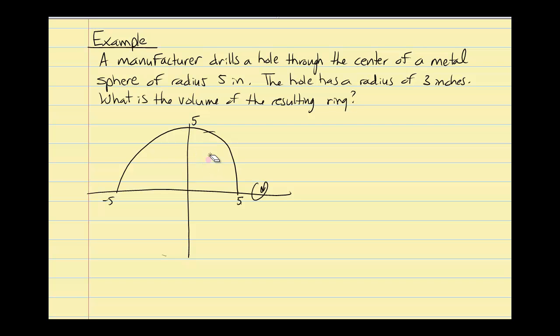The solid that we're going to be looking at has a hole drilled through it. So what we're looking at is the top half of the sphere, the radius of 5 inches. We're going to drill a hole through the exact center of this sphere that has a radius of 3 inches. So right here, from the exact center, we're going to drill this hole out. So this will be gone.